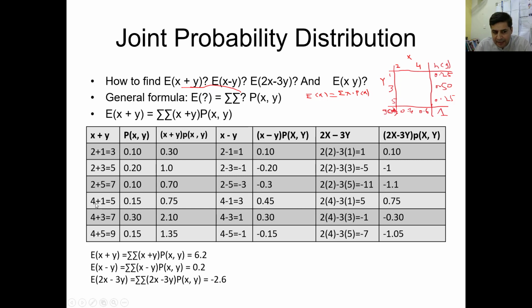Similarly, how will we calculate when x is equal to 4 and y is equal to 1? When x is equal to 4, the probability is 0.6, and when y is equal to 1, the probability is 0.25. When you multiply 0.6 into 0.25, you will get 0.15. Similarly, when x is equal to 4 and y is equal to 3, the probability of x is 0.6 and of y is 0.50, so 0.6 multiplied by 0.50, you will get this. For x is equal to 4 and y is equal to 5, it is 0.6 and 0.25. When you multiply it, you will get this.